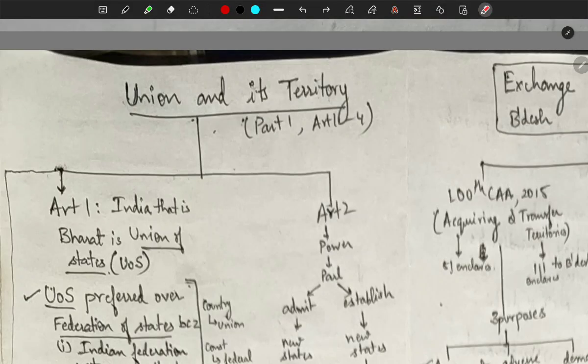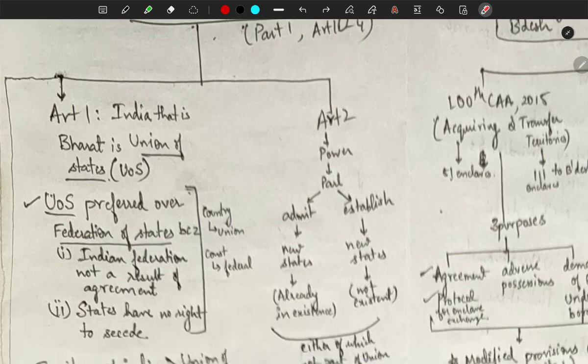Hello everyone. Today we're going to be talking about Union and its territories. So let's get straight to the topic. Union and its territories is given in Part 1 of the Constitution, from Article 1 to Article 4. So let's discuss each article in brief.